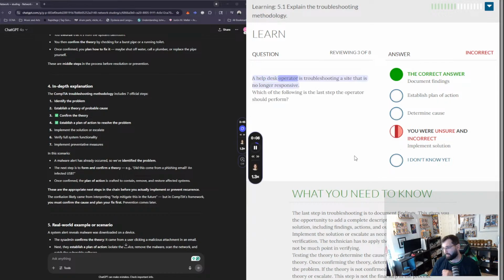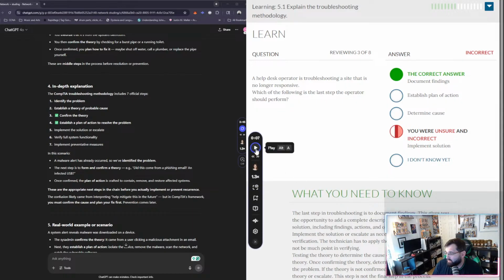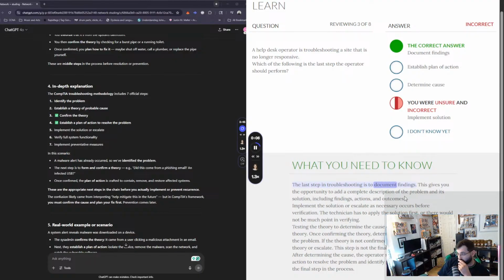A help desk operator is troubleshooting a site that is no longer responsive. Which of the following is the last step the operator should perform? Okay. So I thought it was going to be implement a solution, but it was document findings because, well, before I give my explanation, let's see what it says. The last step in troubleshooting is to document findings. This gives you the opportunity to add a complete description of the problem and its solution, including findings, actions, and outcomes.